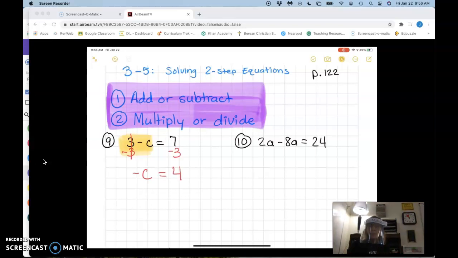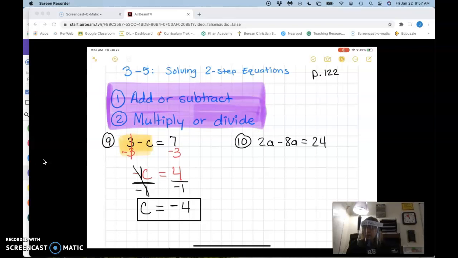4. But I still have a negative on the variable. I cannot end with a negative on the variable. Remember that you always have an imaginary 1. So it's almost like we have negative 1c. So I'm going to do the opposite of multiplication. I'm going to divide by negative 1 because I have to get that negative out of there. You can't have a negative on a variable. Negative 4. When you divide 4 by negative 1, you get a negative 4.